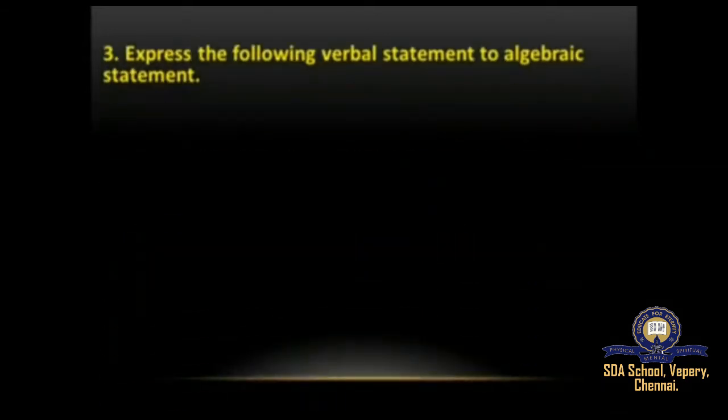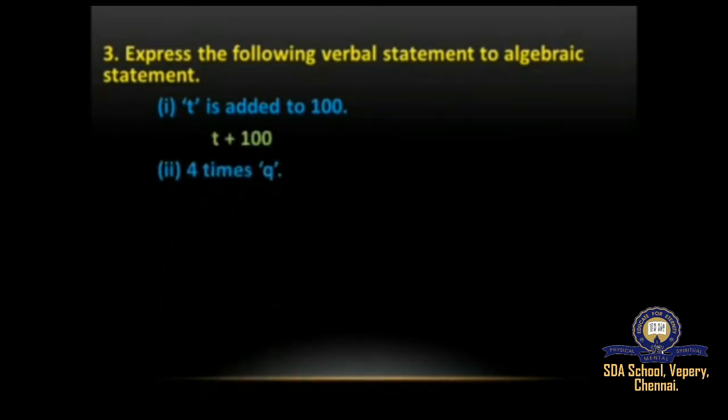Okay. So the third question is express the following verbal statements to algebraic statements. So the first question is 3 is added to 100. So it is very simple that you will be adding t plus 100. Okay, and the second one is 4 times of q. So what does 4 times of q mean? It is a product, so you'll be writing it as 4q.